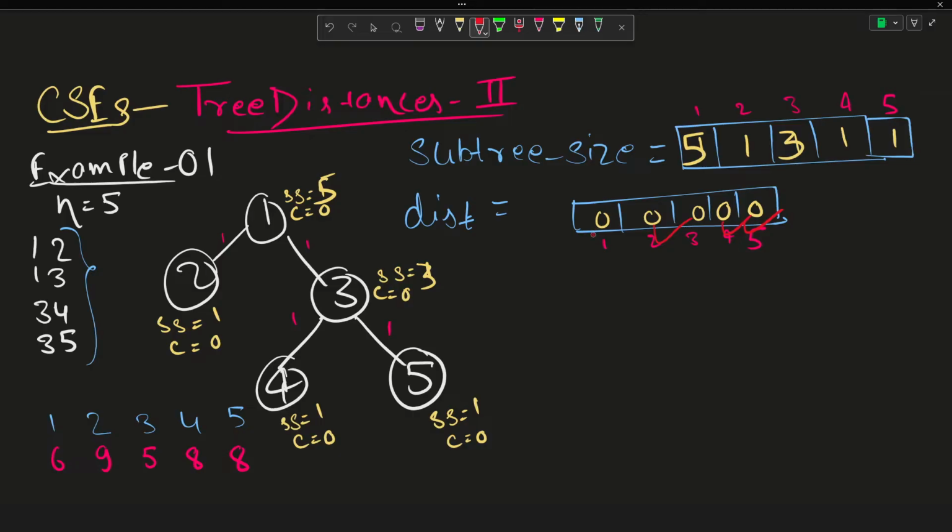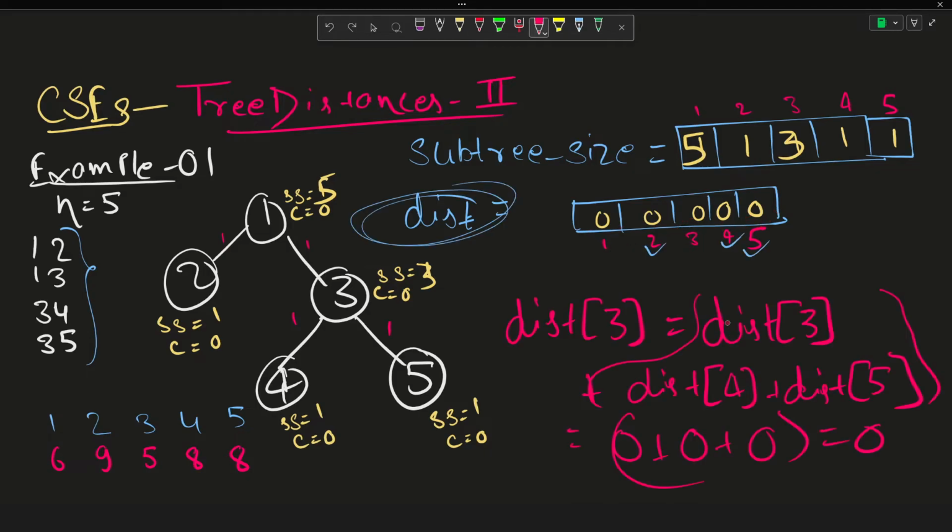So what we now want to calculate is the correct distance value for this first vertex and third vertex, because they are still not correctly marked. So now if you see here, this 3 is equal to 0 now.